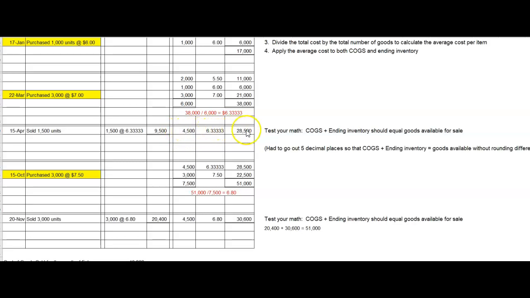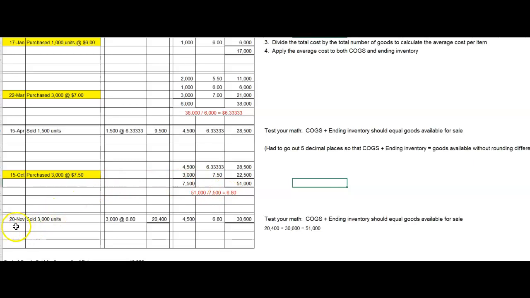The first thing I did was to bring this layer of inventory down to the new date box. Then I recorded a new layer for 3,000 units purchased at $7.50 a piece. So 3,000 at $7.50 equals $22,500. Therefore, the total cost of inventory on hand after the October 15th purchase was $51,000. Then I added up the total units I had on hand, 4,500 left over after the April 15th sale, plus the 3,000 just purchased on October 15th, I had 7,500 units on hand. Step 3, divide the total cost of all the units on hand by the number of units on hand to get the average cost per item. 51,000 divided by 7,500 equals $6.80 a piece. We didn't need to go out 5 decimals because there was no serious rounding issue at all.